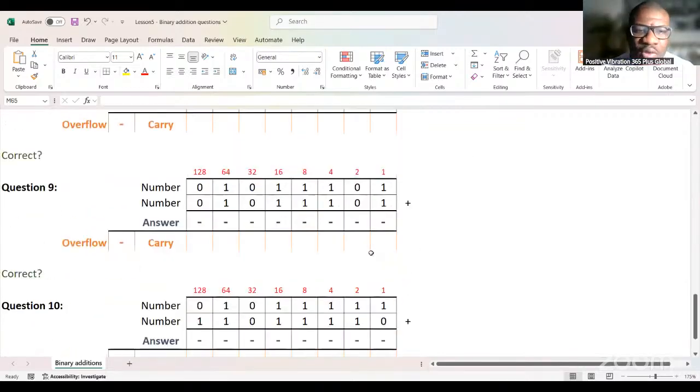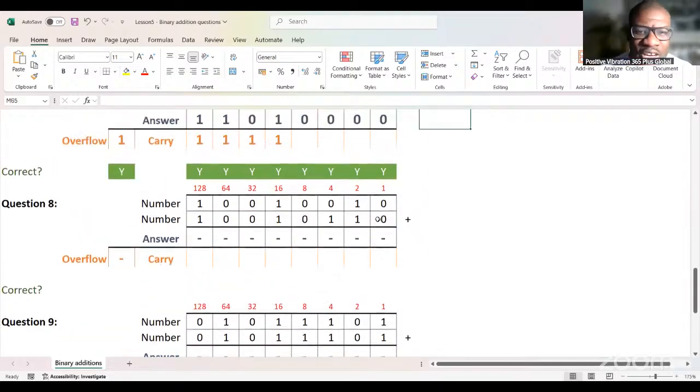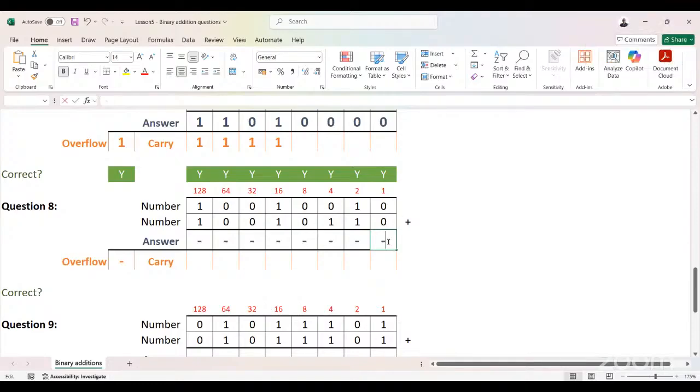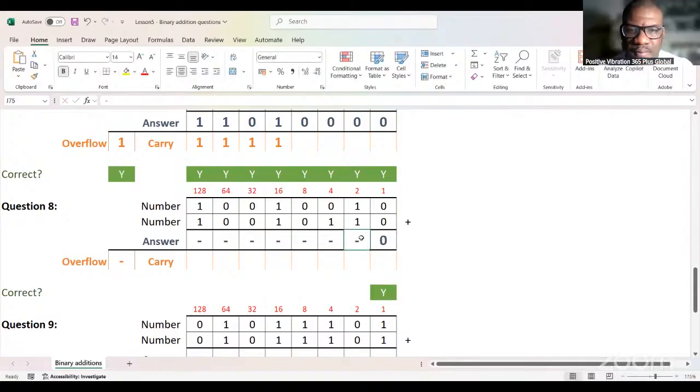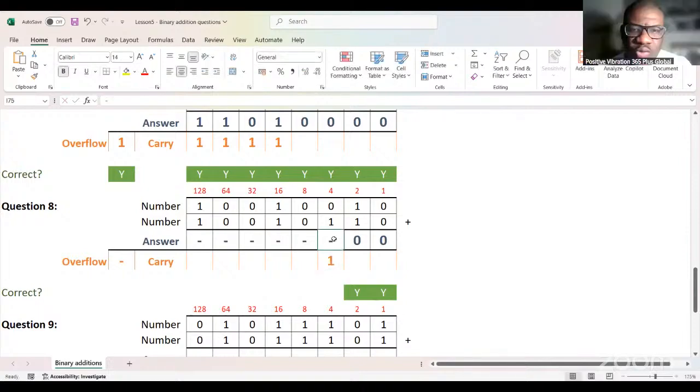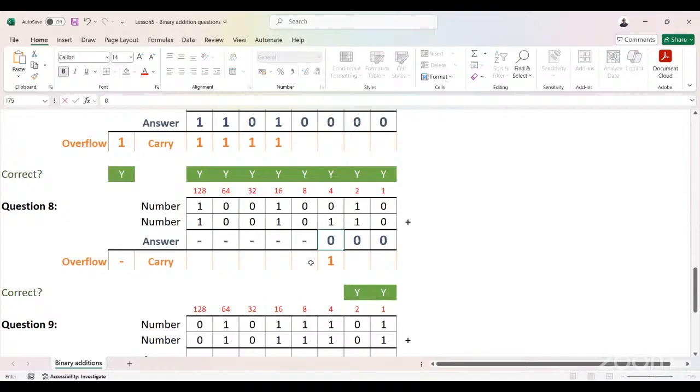Let's do another one, Deandra. Let's do one more. Let's make this one smooth now. All you, tell me what I should do. Okay, sir. 0. 2. When we have 2, what do we do? 0 and carry the 1. Fabulous. We have 2 again. What do we do? 0 and carry the 1.